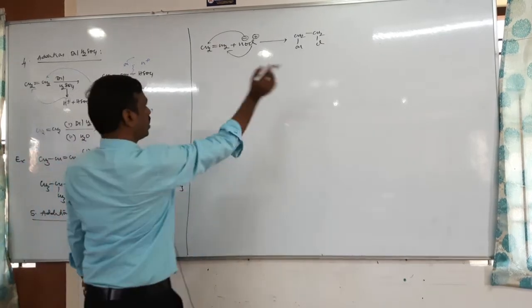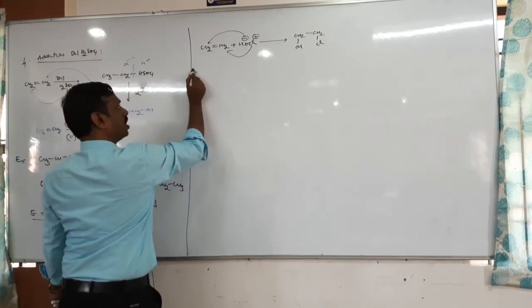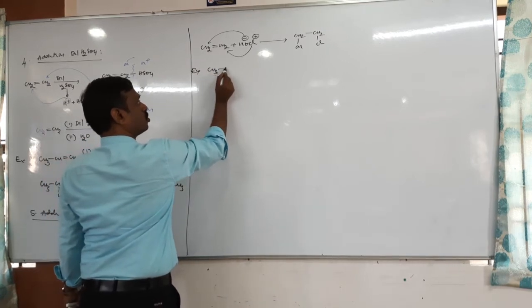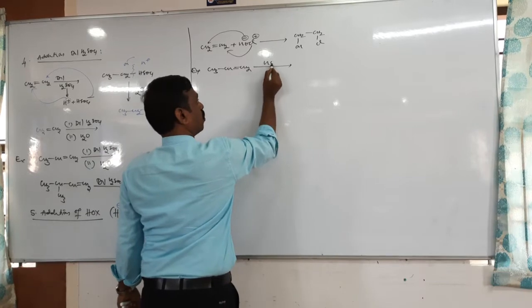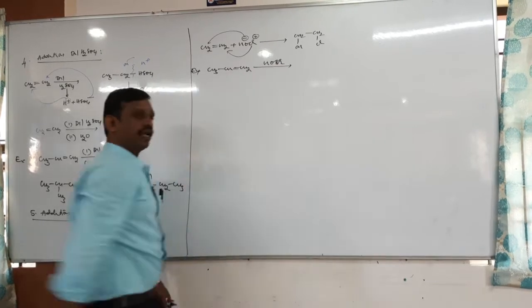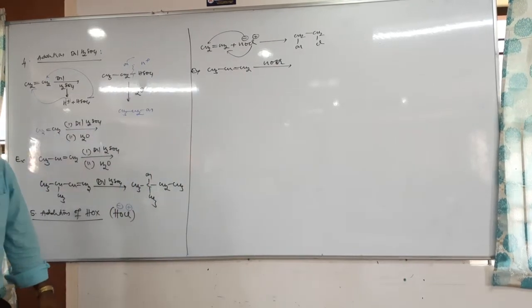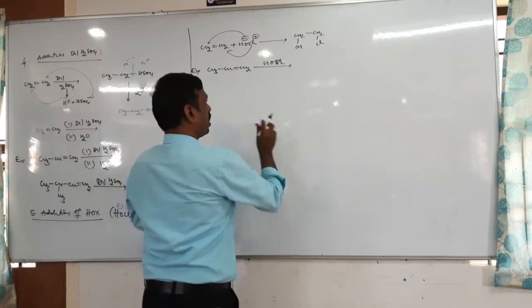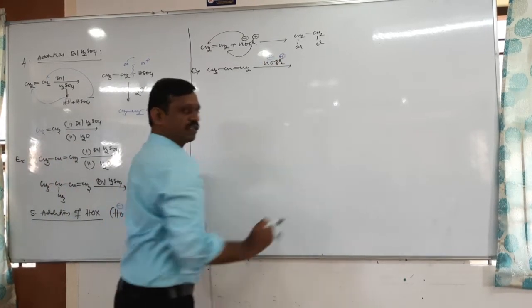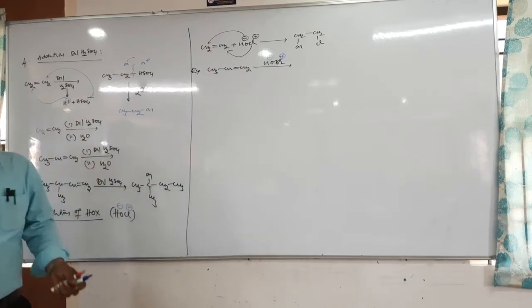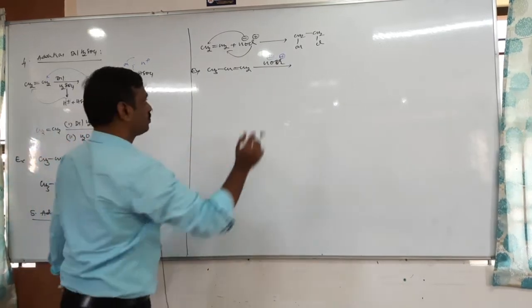Next, if it is an unsymmetrical alkene, which rule does it follow? Markovnikov rule. Now let us take HOBr, hypobromous acid. HOBr also similarly has OH minus and Br plus, so it adds according to Markovnikov rule.